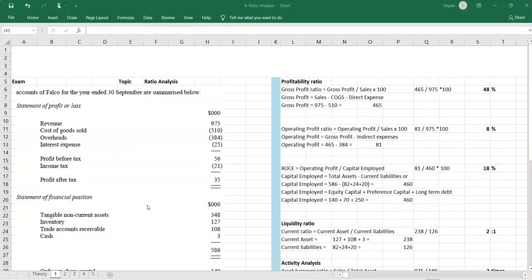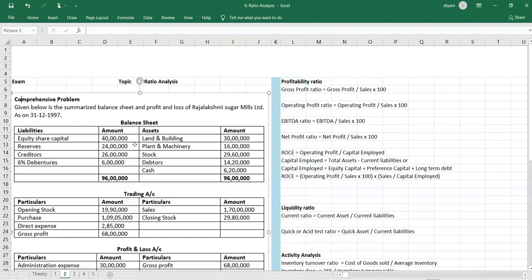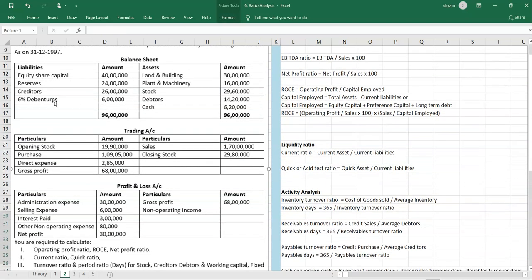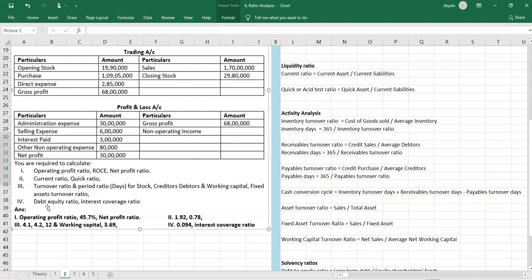So ensure you get adapted to it. Okay, so we'll move on to the next problem. The next problem is a lengthy one. We have the balance sheet separately, the trading account and profit and loss account separately, and we also have the answers here. Answers are also given, and we are required to calculate these ratios.